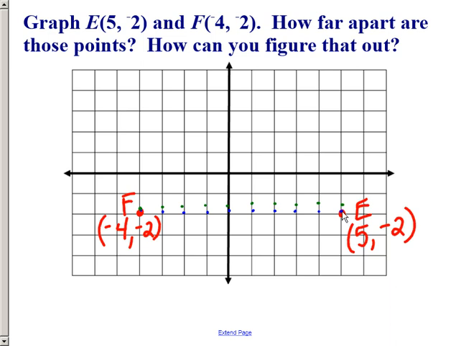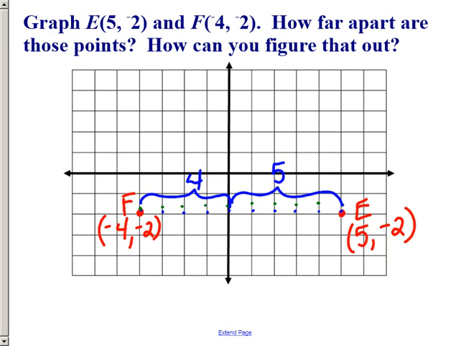So either way, either direction you go, it's 9 units. You could also look at it and say, well, from F to the y-axis is 4 units, and then from the y-axis to E is another 5 units, and 4 plus 5 is 9.